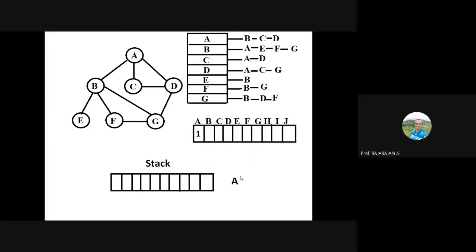Next step is that you identify the vertices that are adjacent to A and push all of them into the stack. Let me repeat. Once you have finished the traversal of a particular vertex, the next step is that you have to push all the adjacent vertices of that vertex into the stack. The first adjacent node of A is B, next C, next D, nothing else.